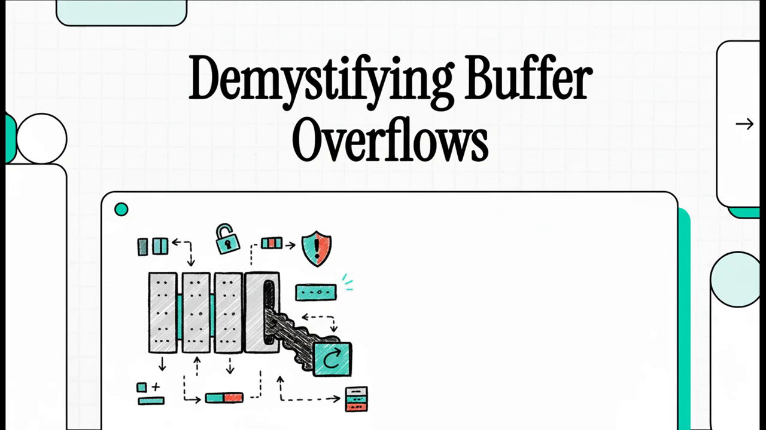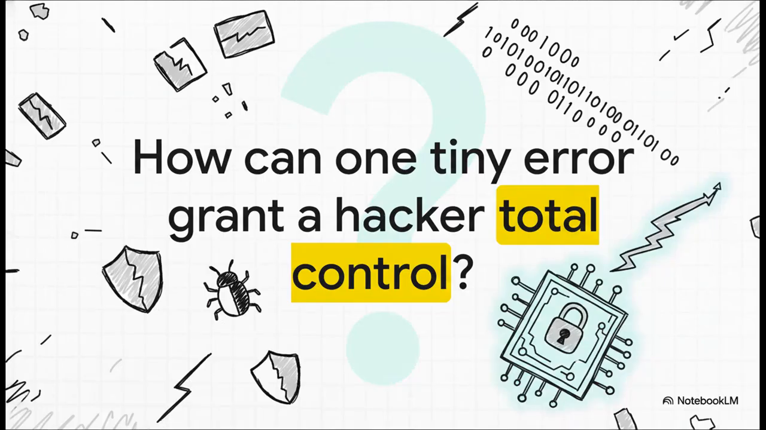Today we're going to break down one of the oldest, one of the simplest, and yet one of the most powerful vulnerabilities in the entire history of computers, the buffer overflow. And really, it all boils down to this one question. How is it possible? It sounds kind of crazy, but a single tiny mistake like this has been the secret key for some of the biggest and baddest cyber attacks we have ever seen.